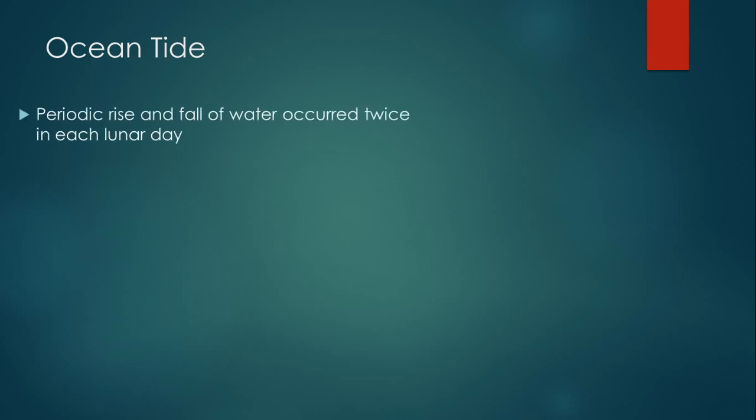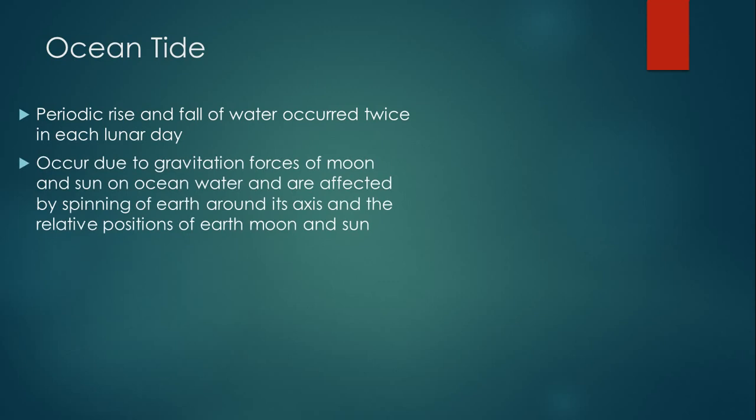Ocean tides are the periodic rise and fall of water level occurring twice in each lunar day. Tides occur due to gravitational forces of the moon and the sun on ocean water and are affected by the spinning of earth around its axis and the relative positions of earth, moon and sun.